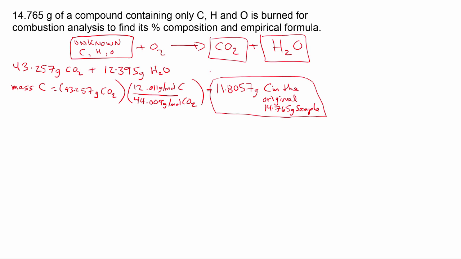And this is how you do that. So what you do is you take 43.257 grams of carbon dioxide, you multiply it by the molar mass of carbon, which is 12.011 out of the periodic table, and you divide by the molecular weight of carbon dioxide, and that gives you 11.8057 grams of carbon in the original sample that weighed 14.765 grams. Let's do the same exercise now with hydrogen.